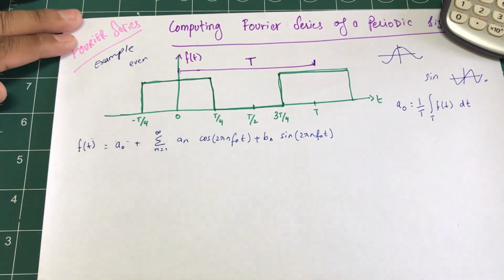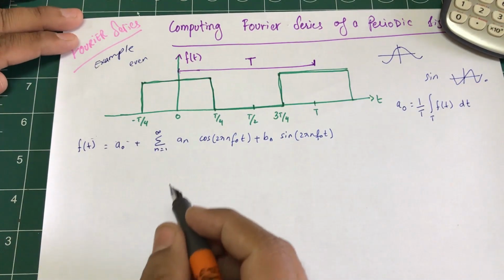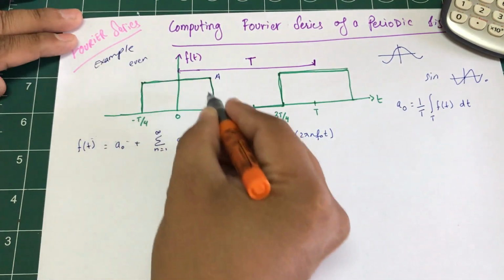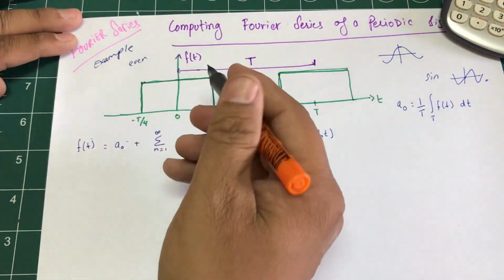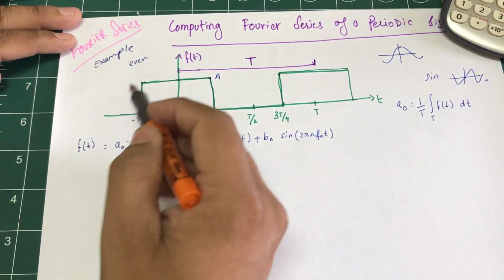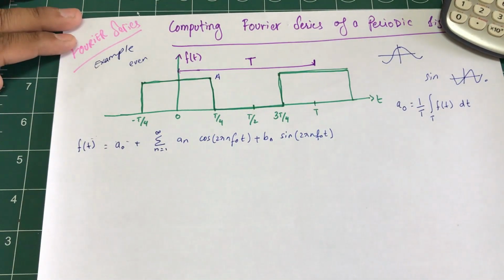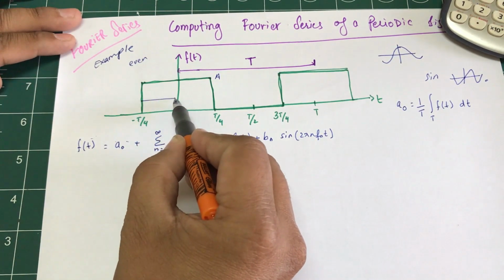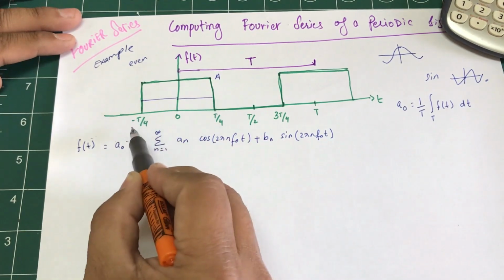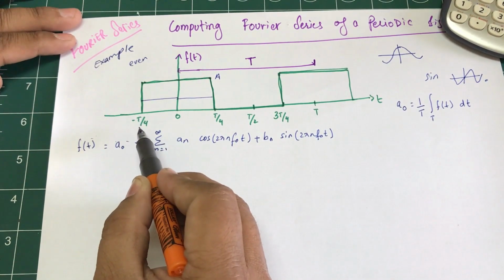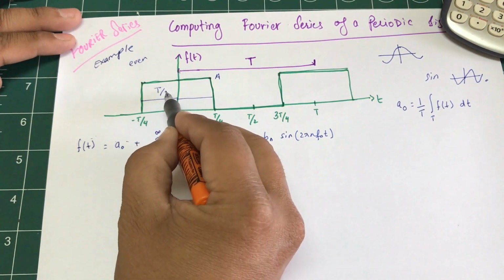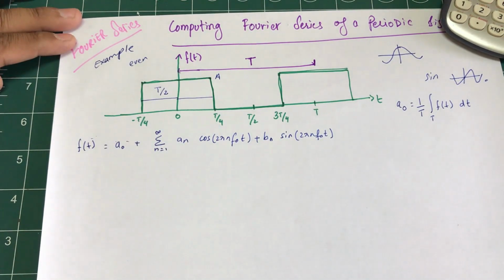So what is my function? Let's say my function is this function. This is some waveform, and my function is A. Are we good so far? And if I look at the total distance from here to here, from negative T over 4 to T over 4, that's a total distance of T over 2, isn't it?